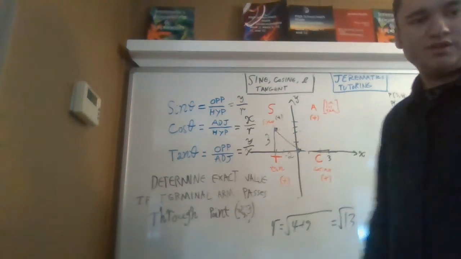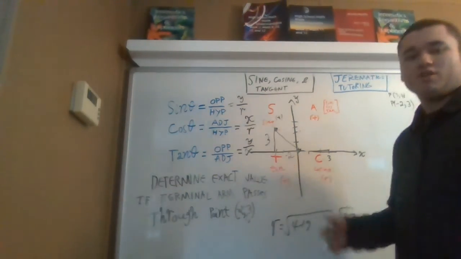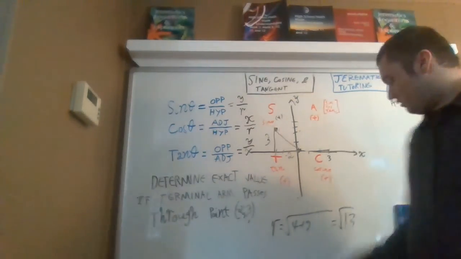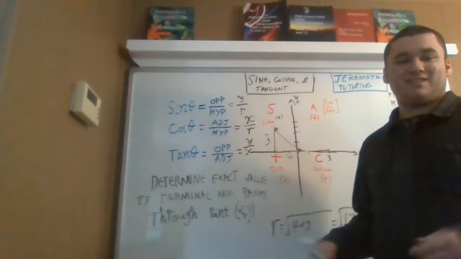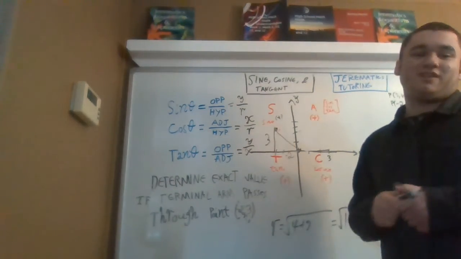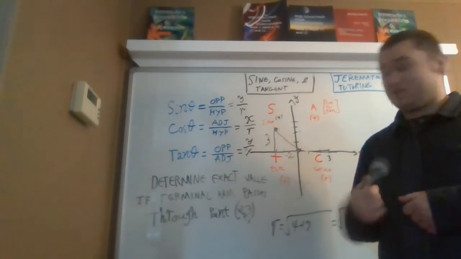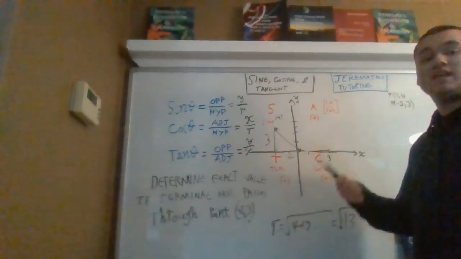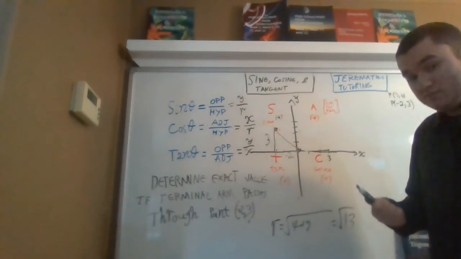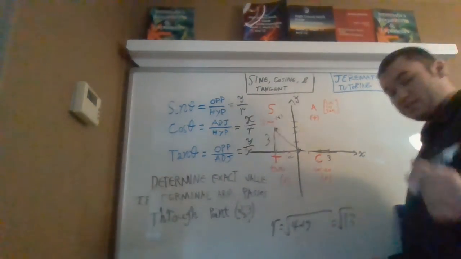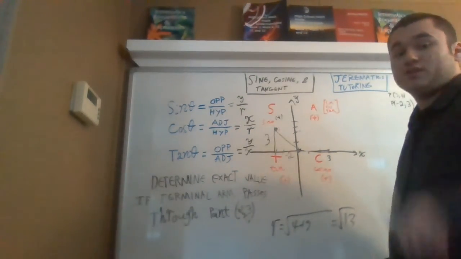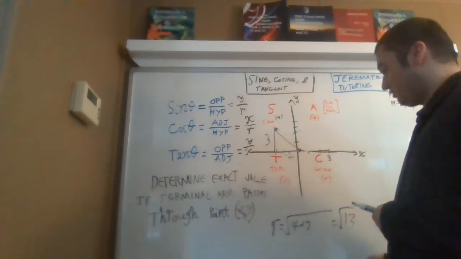Can we simplify this further? No. So we'll leave it at square root 13, because the worst thing you can do is give a decimal approximation for square root of 13 and then solve all your trig values, because you'll get the wrong answer. Exact values only involve fractions, radicals, and so on. No decimals involved, because a decimal is not an exact value, it's simply an approximation.